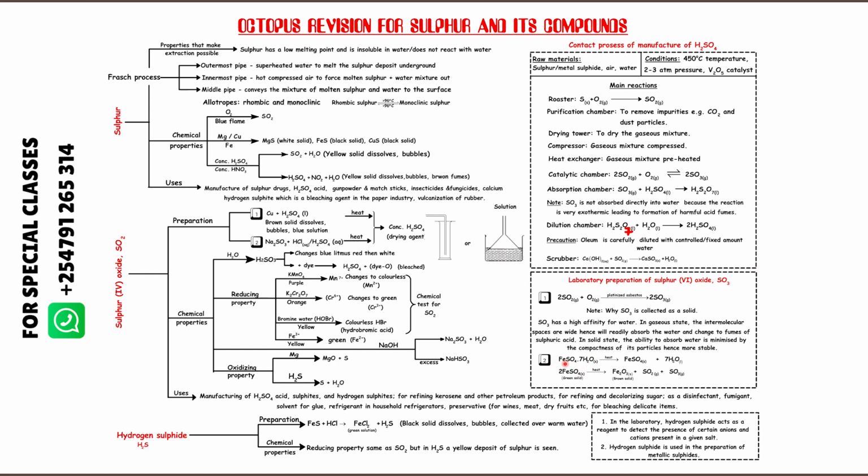The other method of preparing sulfur 6 oxide is by heating iron 2 sulfate. You can heat hydrated iron 2 sulfate. We talk about iron 2 sulfate heptahydrate because it has 7 moles of water. And when it's heated, you get iron 2 sulfate plus water. Then the iron 2 sulfate is now further heated to form iron 3 oxide plus sulfur oxide plus sulfur 6 oxide. That is now the other method of preparing sulfur 6 oxide.